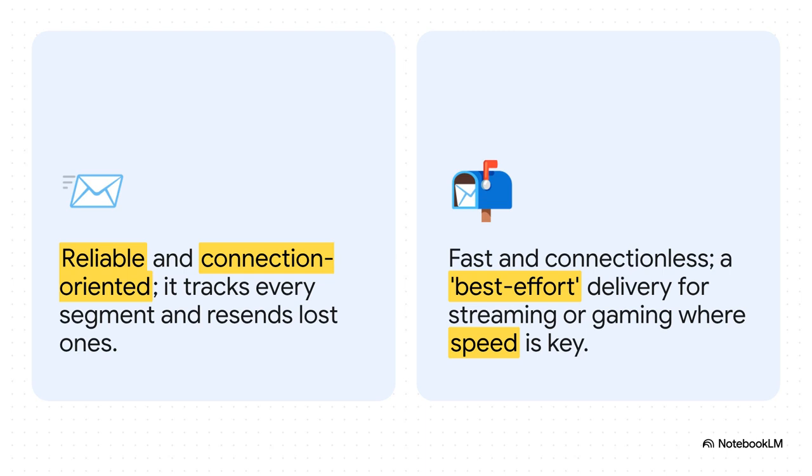The other option, UDP, is more like a regular postcard. You just drop it in the mail and hope for the best. It's way faster, which is great for things like video streaming or online games, but for our web page request, we need the guaranteed delivery that only TCP can provide.